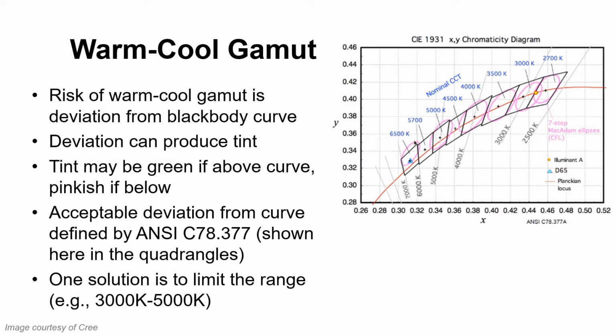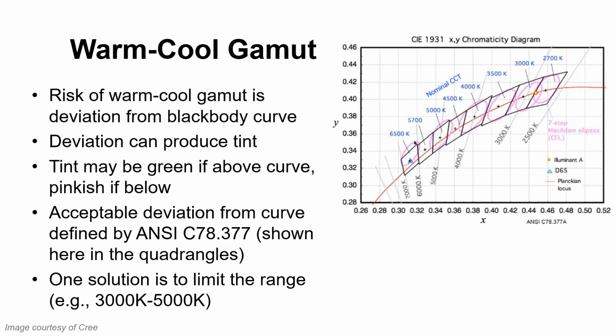The challenge with warm-cool gamut is any 2 points connect by a straight line that departs the blackbody curve. Light appears to have a natural appearance if its color coordinates fall on the blackbody curve. If the coordinate goes above, the light may take on a greenish tint. If it goes below, it may take on a pinkish tint.